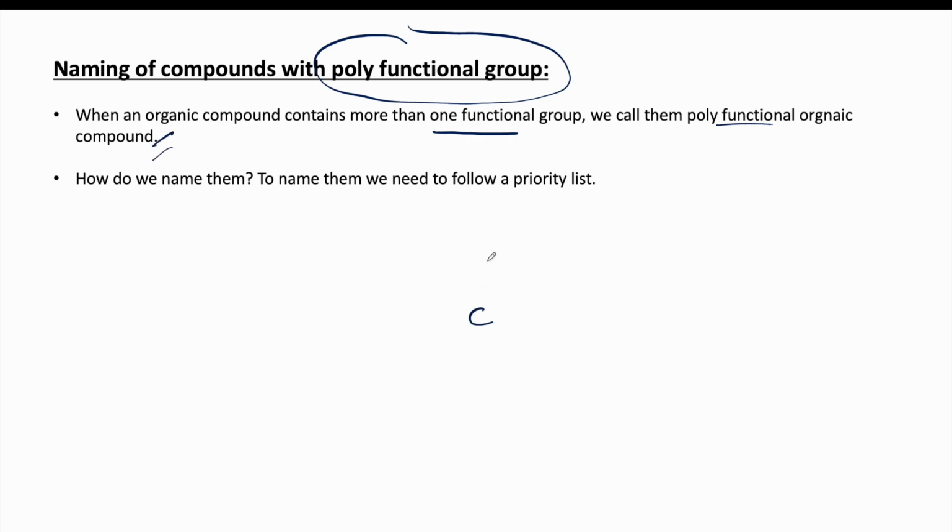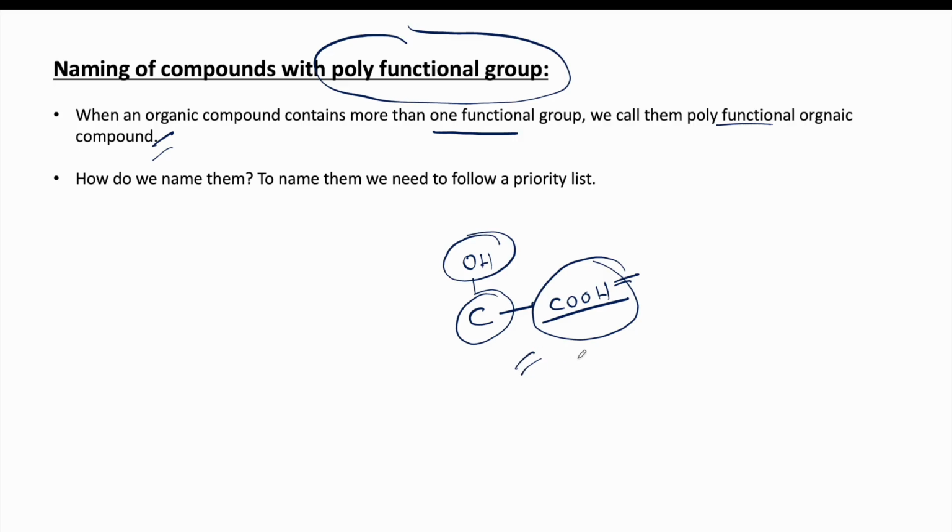So, for example, this carbon has an OH group, which is a hydroxy group or alcoholic group. Also, this carbon contains a C double bonded O, OH group, which is a carboxylic acid group. Now look, the same carbon contains an alcoholic group as well as a carboxylic acid group. So what is going to be the name of this compound? Well, this remains the question. How do we name them?